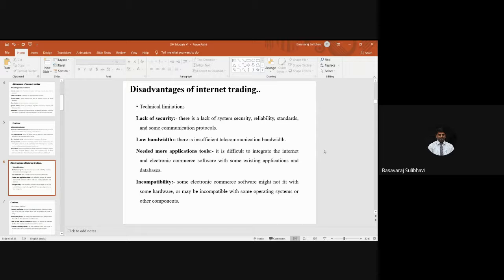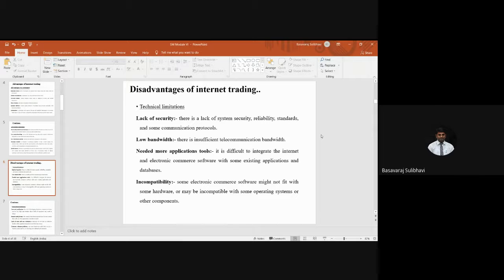It is also very difficult for business people to develop an application on which they are going to have their trading. If any small mistake happens while developing an application, or when the software is run, if the output doesn't match the required condition of having a trade between the buyer and seller, that leads to a much bigger mess. So it's very difficult to integrate the internet and electronic commerce software with any present applications and database.